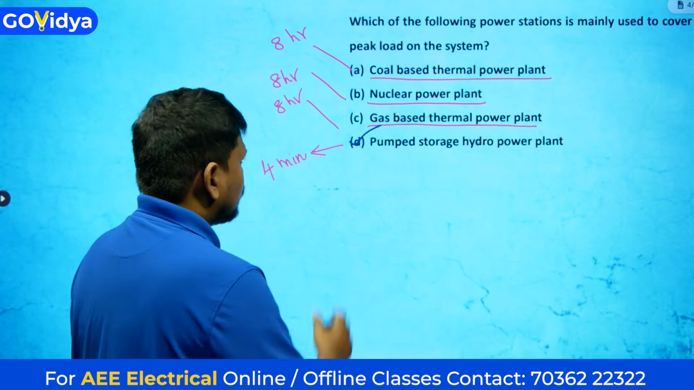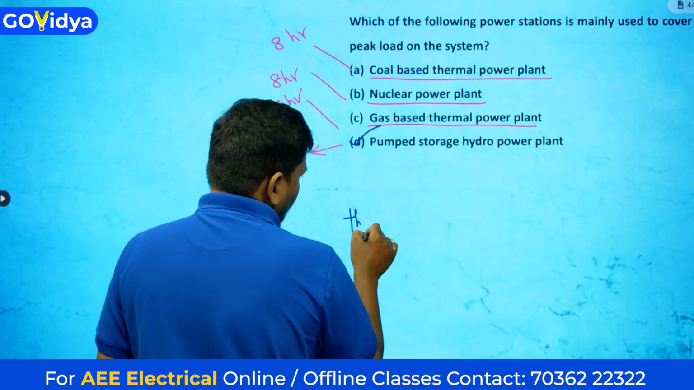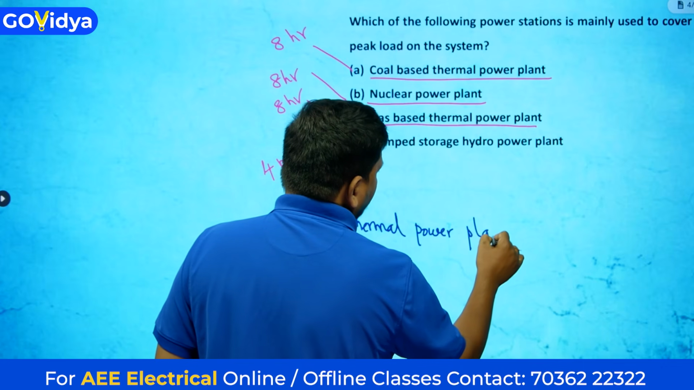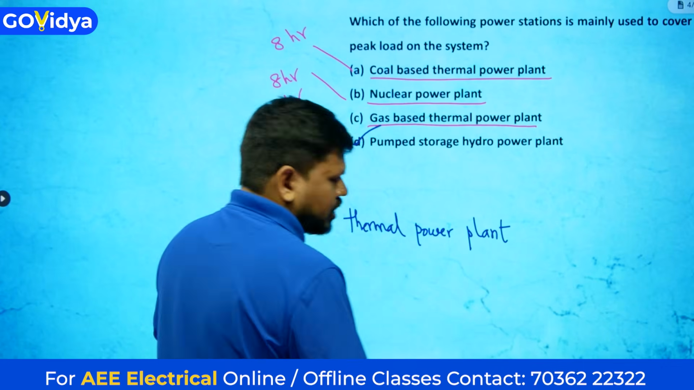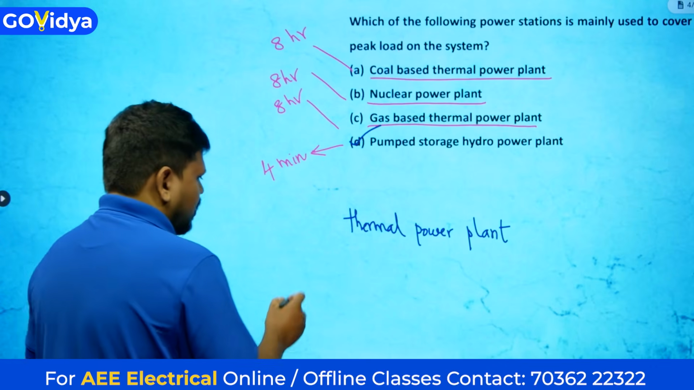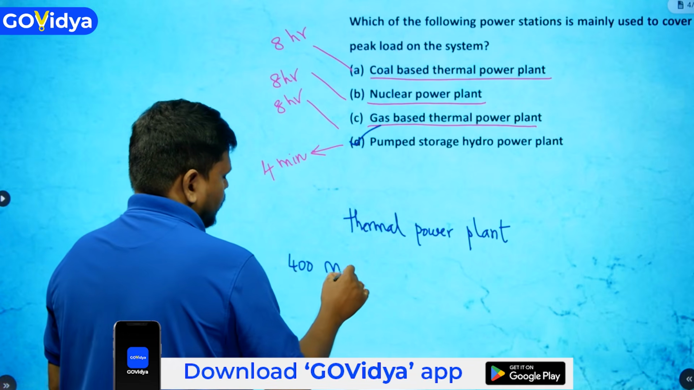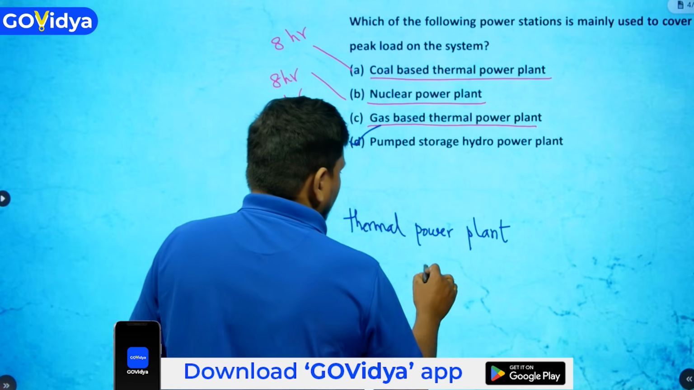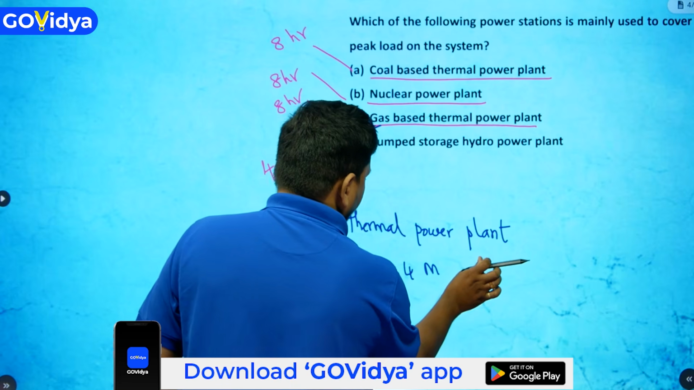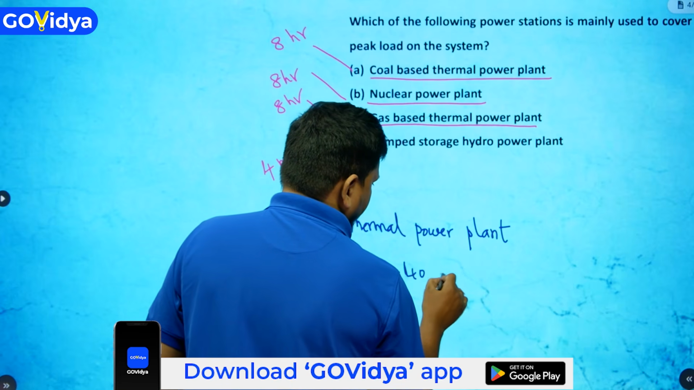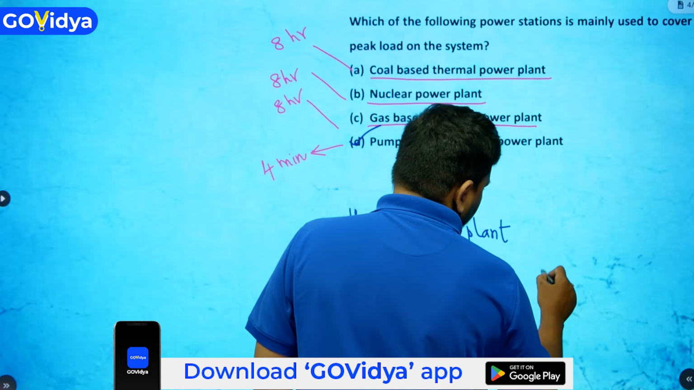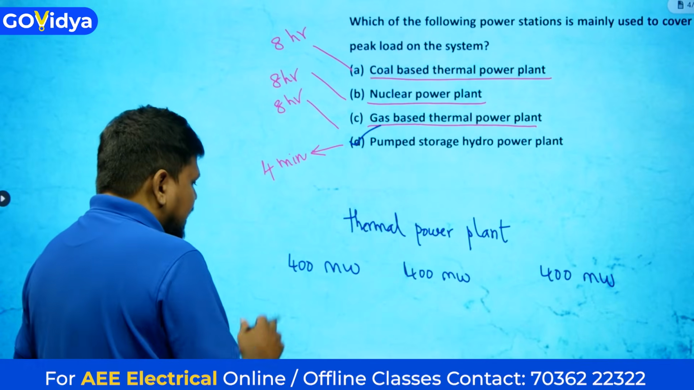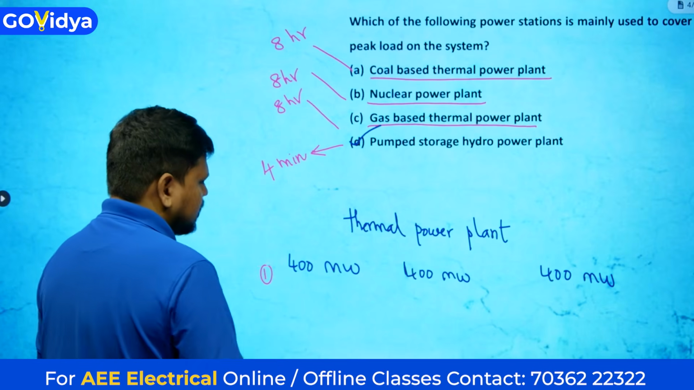Let's consider the thermal power plant. In the thermal power plant, there are 3 types of reserve we can consider. Let's consider one power plant having 400 megawatt. Another power plant, which is also a thermal power plant, also has 400 megawatt, and another one also has 400 megawatt. The first type of plant is completely shut down.